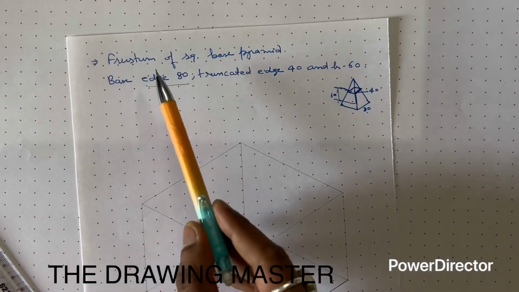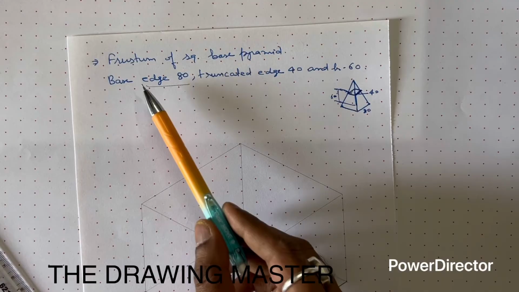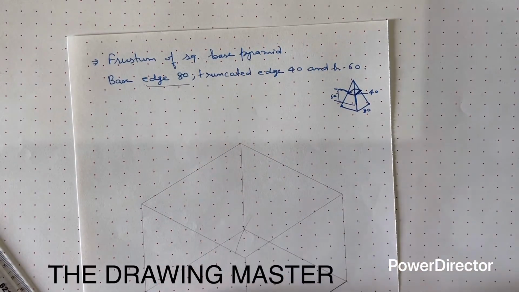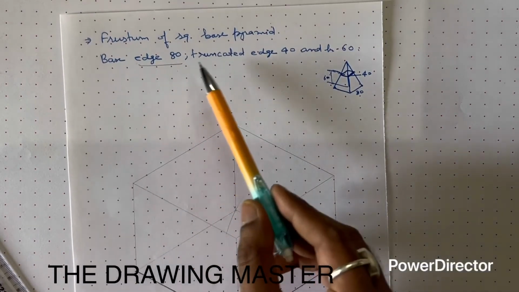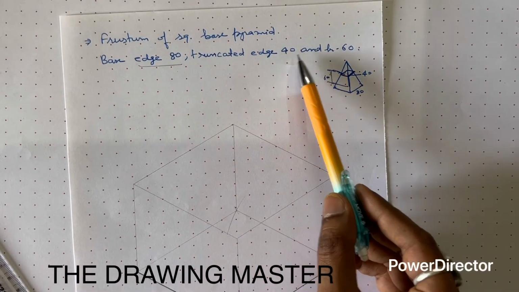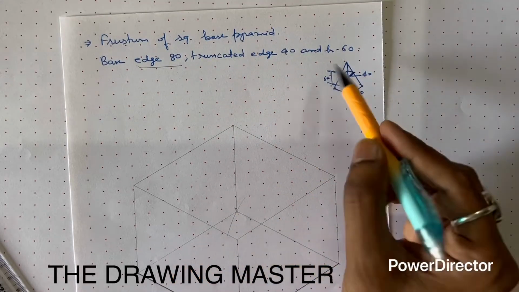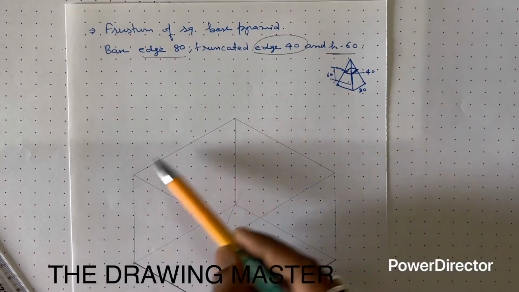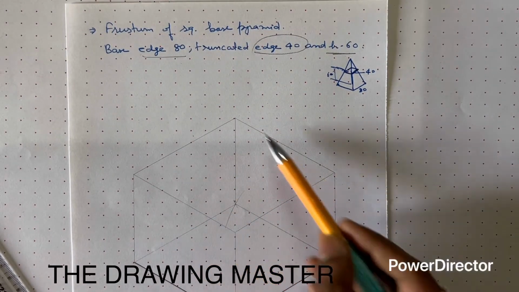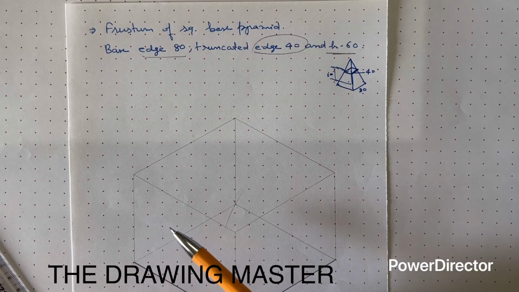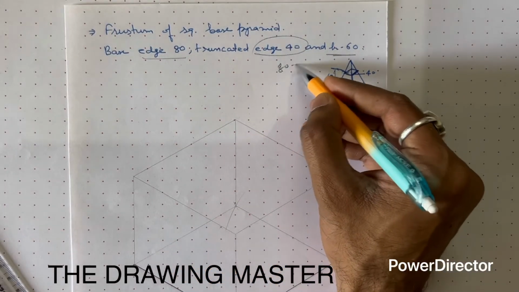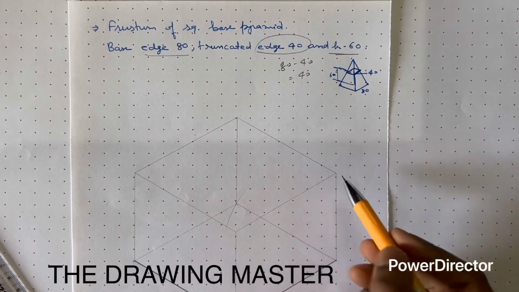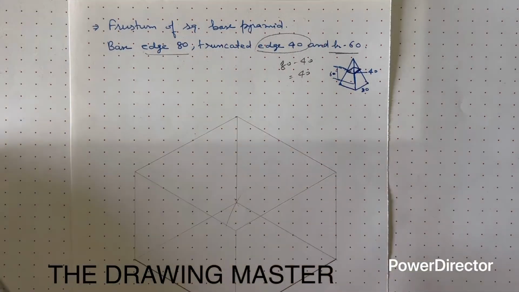As per the dimensions given, the frustum of square base pyramid has base edge 80, that we have already created, truncated edge 40 and height 60. So 60 height is done. Now we have to create a truncated edge of 40 mm. Here you have the dimension of 80 by 80, but you need 40. So 80 minus 40, the remaining margin is 40. So you have to divide this 40 both the sides. This step is very important.